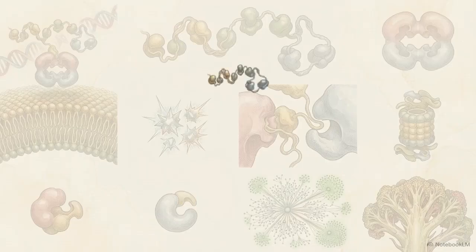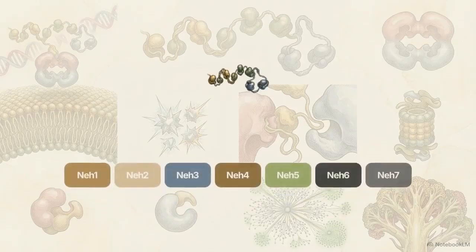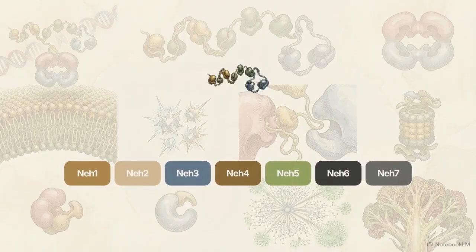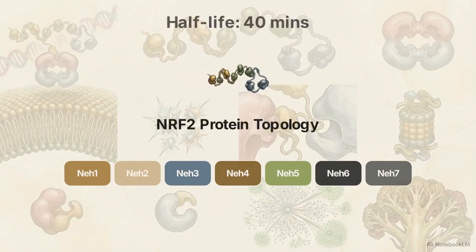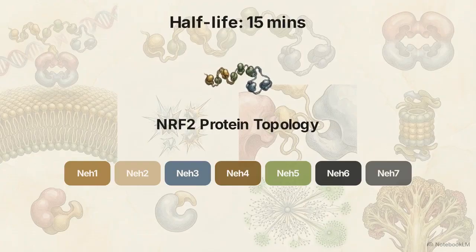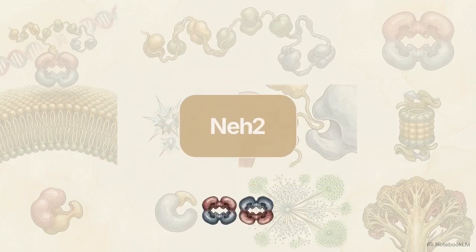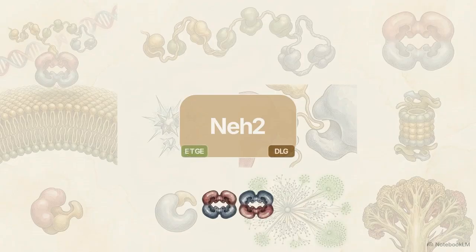The regulatory precision of NRF2 is dictated by its structural topology. The protein sequence is divided into 7 conserved NRF2-ECH homology domains, designated NEH1 through NEH7, which facilitate the protein-protein interactions required for transcriptional control. Under homeostatic conditions, NRF2 is kept on a tight leash, maintaining a biological half-life of roughly 15 to 40 minutes. This rapid molecular turnover is exclusively dictated by the KEAP1 protein, the primary cytosolic repressor of NRF2.